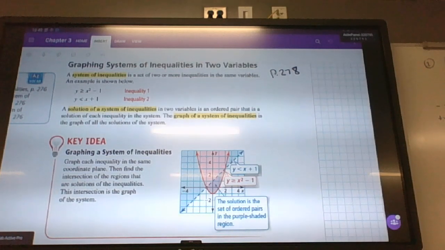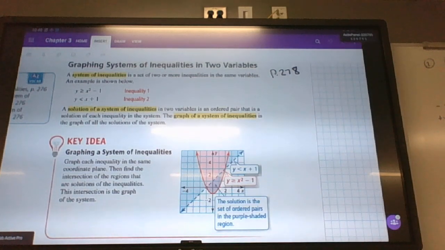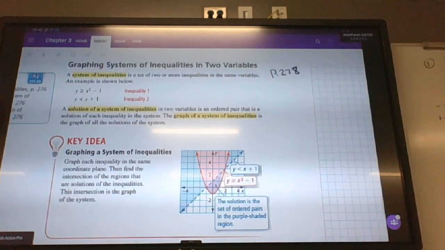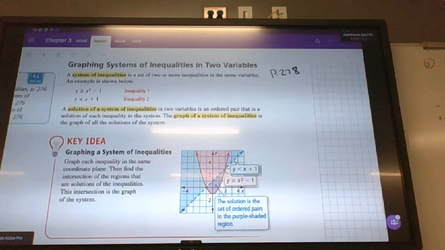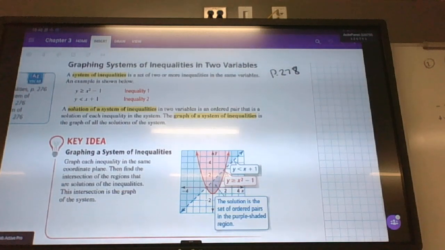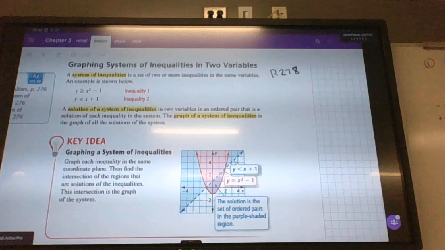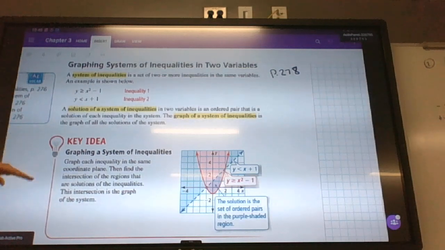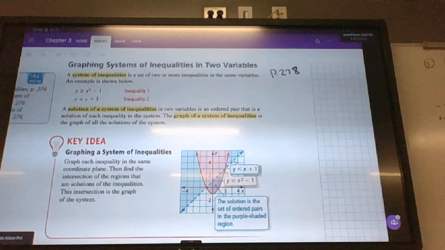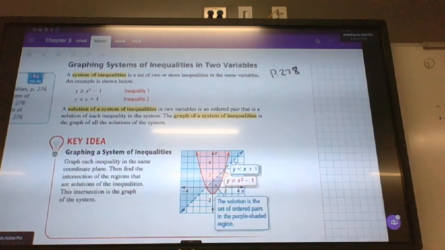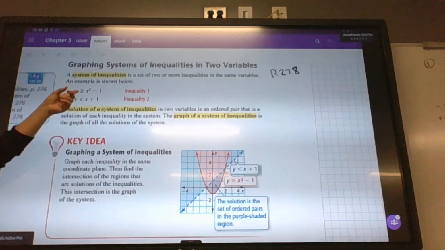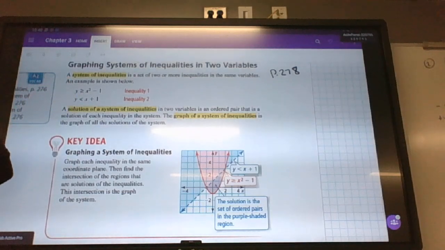Alright, so what we just did was a system of equations. This here is a system of inequalities. What's the difference between an inequality and an equation? They're not equal. The alligator mouth. Also, they're not equal. Sometimes they are. A system of inequalities is a set of two or more inequalities in the same variables. Here's an example. Just like yesterday's work, but instead of equal signs, we have the alligator mouth.